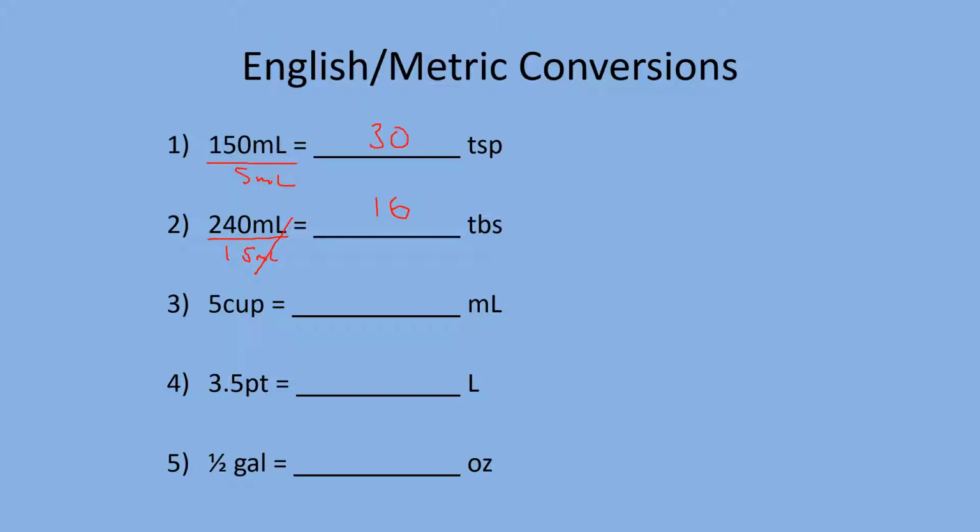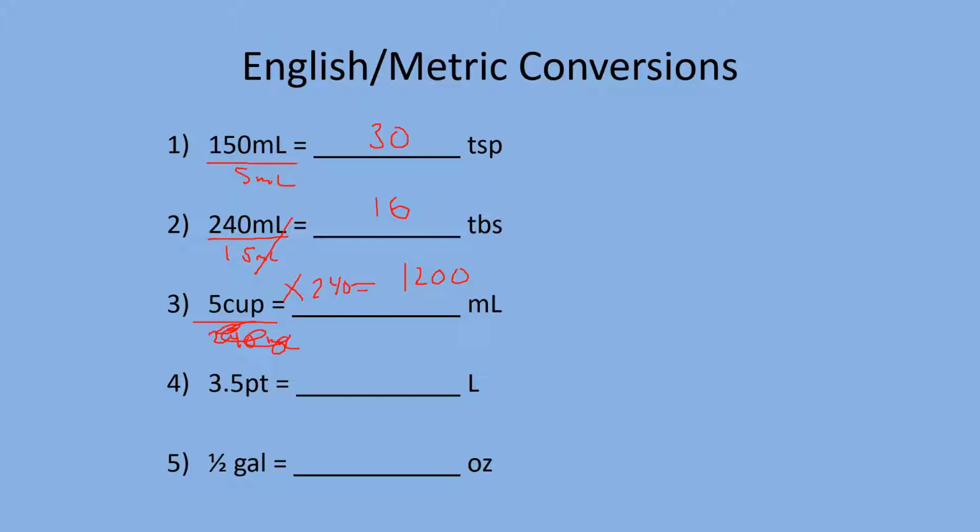Cup. 1 cup is how many mLs? 240. Are you going to multiply or divide? Now let's see what happens when you divide. Cups divided by mLs, do they cancel out? No. So what are you going to do? You're going to multiply. All right, so what's 5 times 240? 1,200. Yep, 1,200 mL.